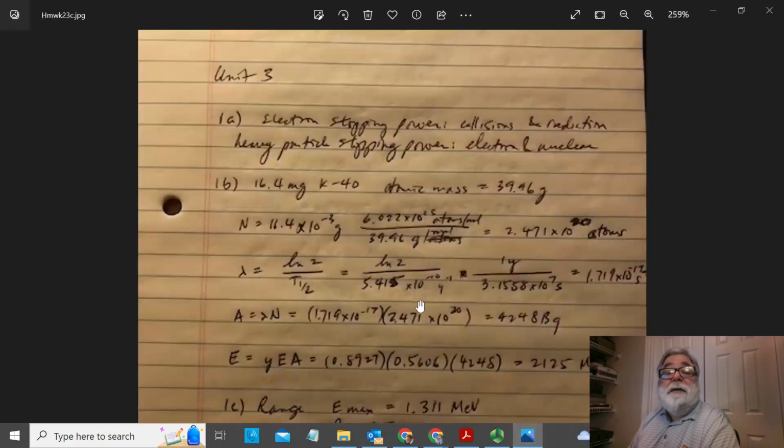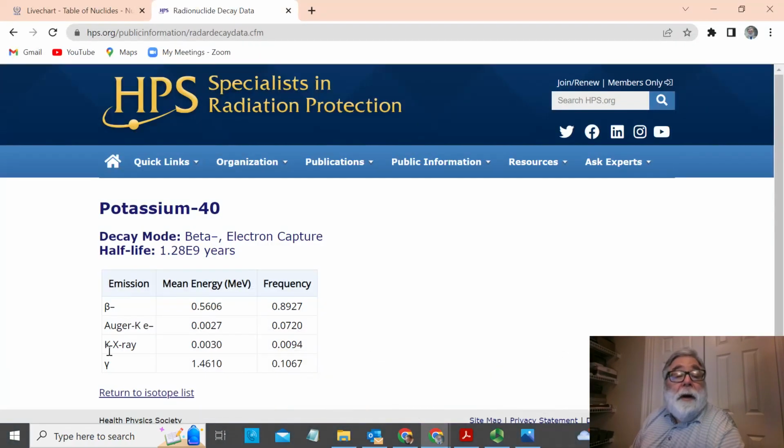So let's go back to my calculation. 89.3% of the time, that frequently, I get 0.5606 MeV, and there are this many transformations per second. That multiplies out to 2125 MeV per second. Sometimes people forgot to put the abundance or the yield. That's important because not every decay in this activity results in a beta particle. So what is the competing transformation that's possible? The other possibility is not shown here.